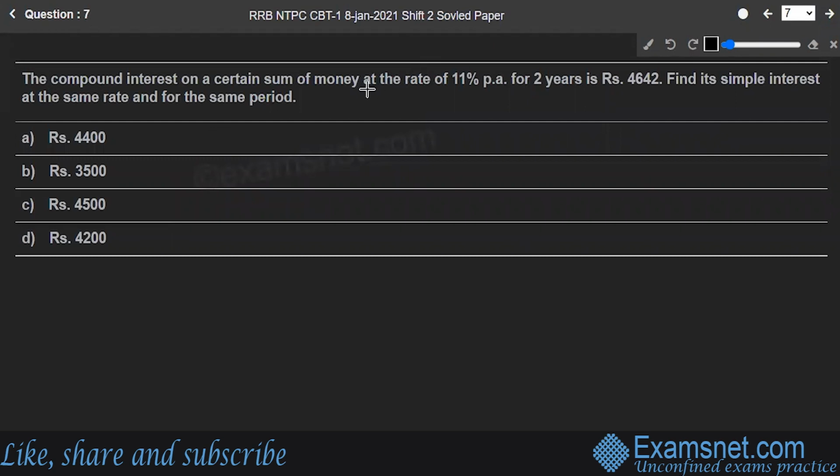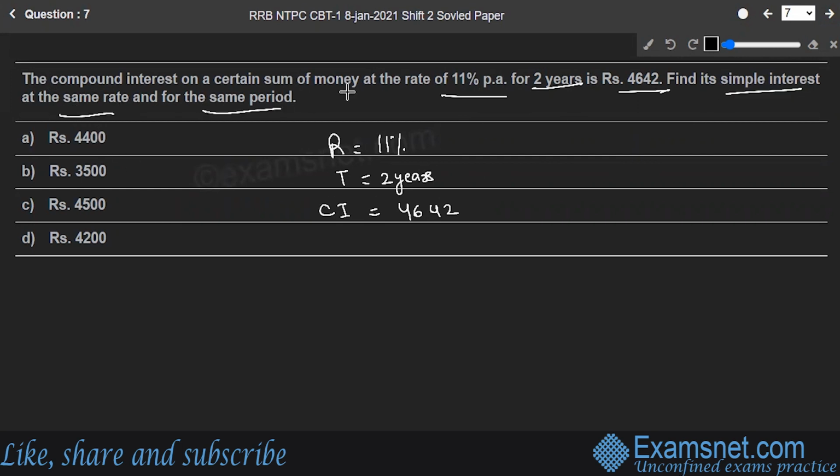The compound interest on a certain sum of money at the rate of 11% for 2 years, time is 2 years, is 4642. So compound interest is equal to 4642. Find the simple interest at the same rate for the same period.